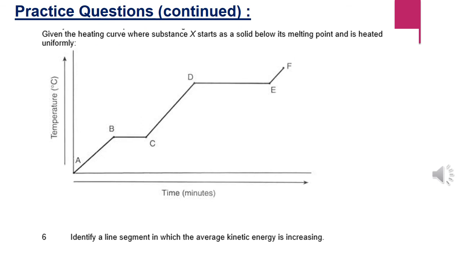Our last practice question, guys. We're almost done. Given the heating curve where substance X starts as a solid below its melting point and is heated uniformly, identify a line segment in which the average kinetic energy is increasing. That must be where the temperature is also increasing. Line segments A, B, C, D, and E, F all show an increase in kinetic energy.